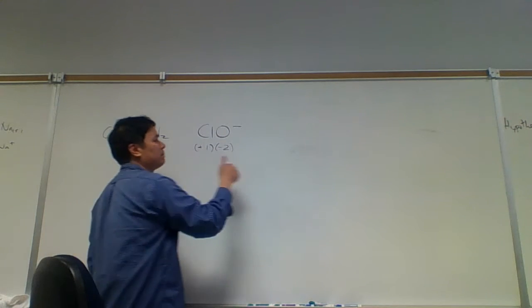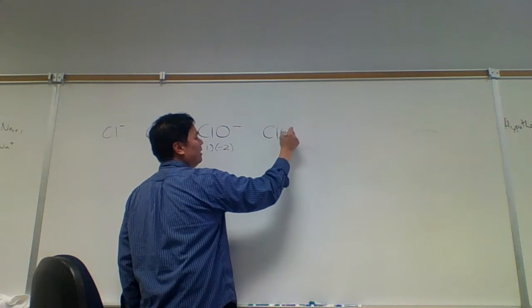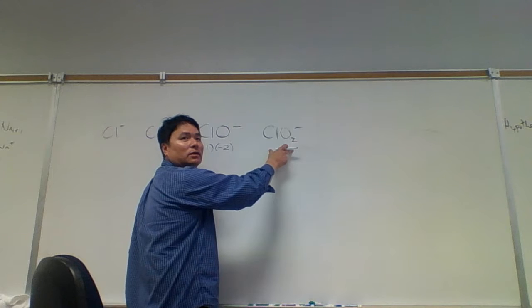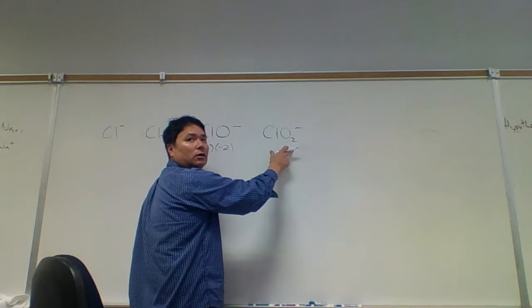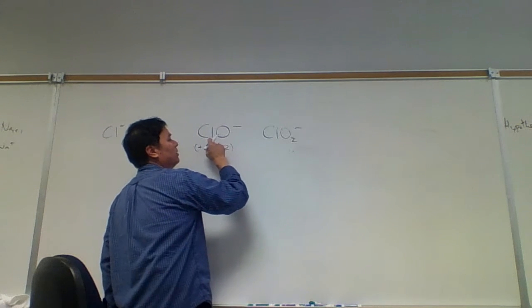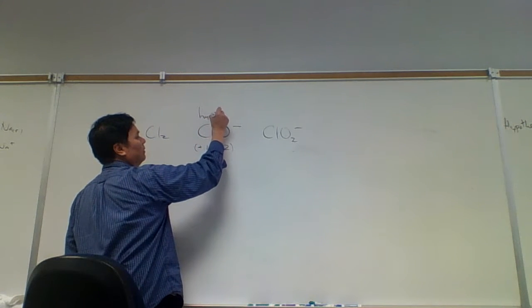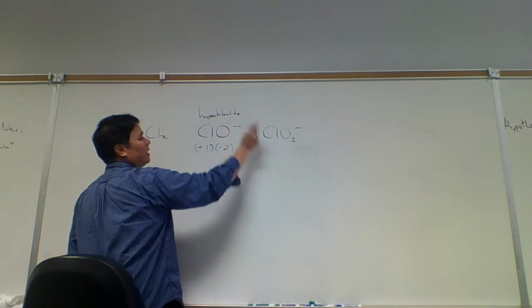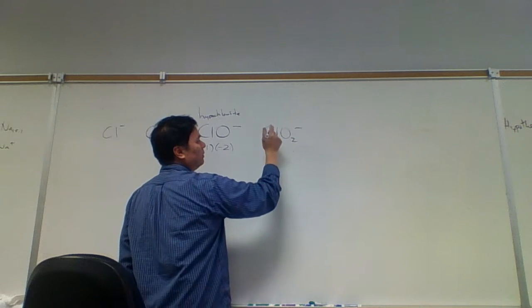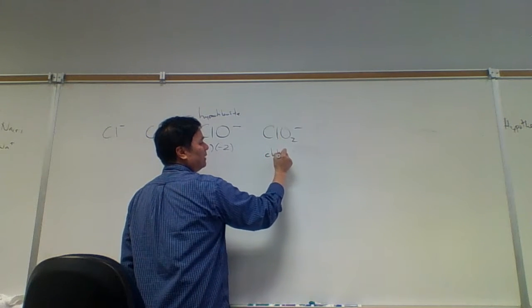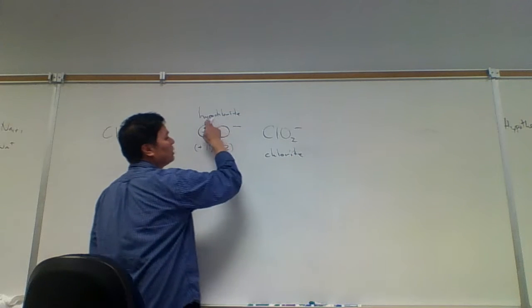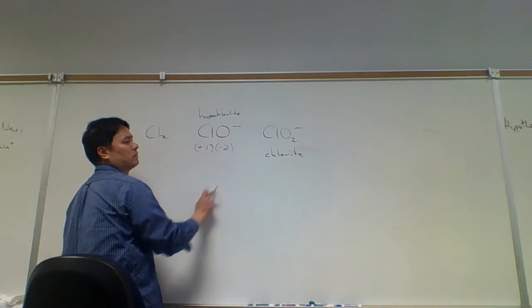What else? How about this? ClO2 minus. What's this called? Well, this one's hypochlorite. This one would be chlorate or chlorite, or what would it be? Chlorite. This would be chlorite. Hypo is one less oxygen. This is chlorite.